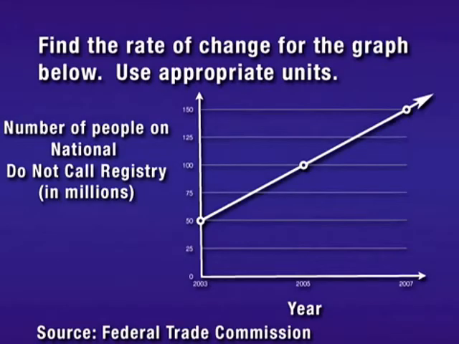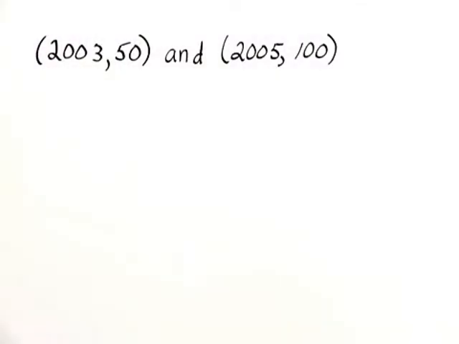Find the rate of change for the graph below. Use appropriate units. In order to use appropriate units for the rate of change, we need to see what units are used on the axes. Notice that the horizontal axis is labeled in years, and the vertical axis is labeled in the number of people on the National Do Not Call Registry in millions. So we'd be looking at millions of people for vertical units and years for horizontal units.